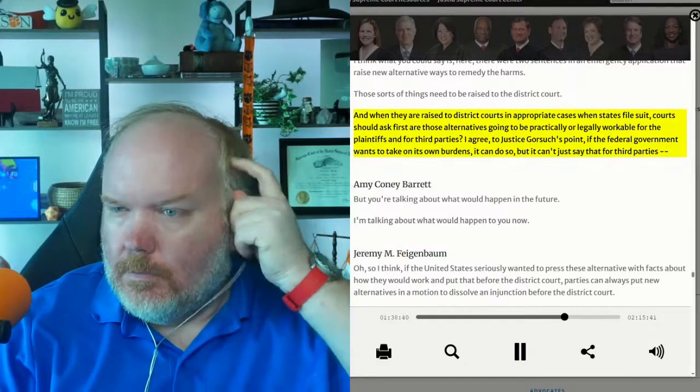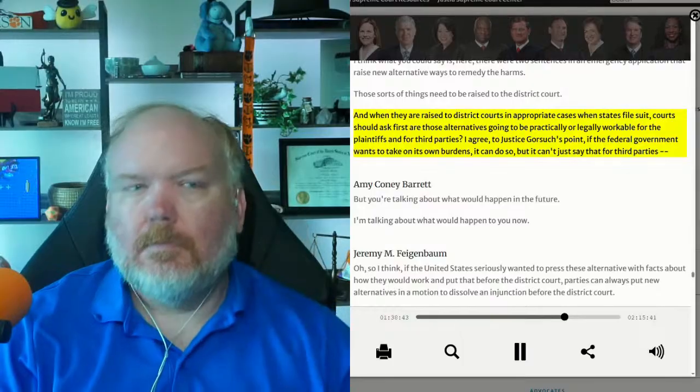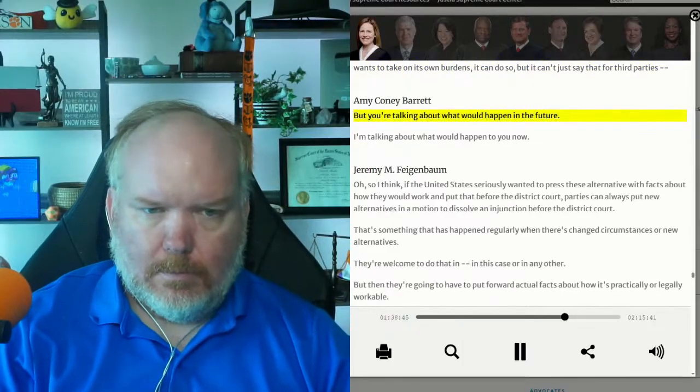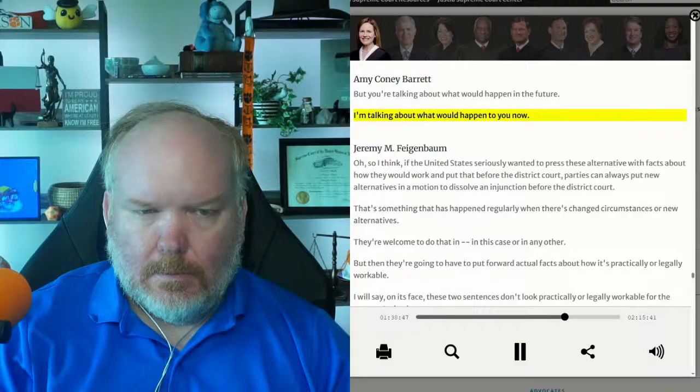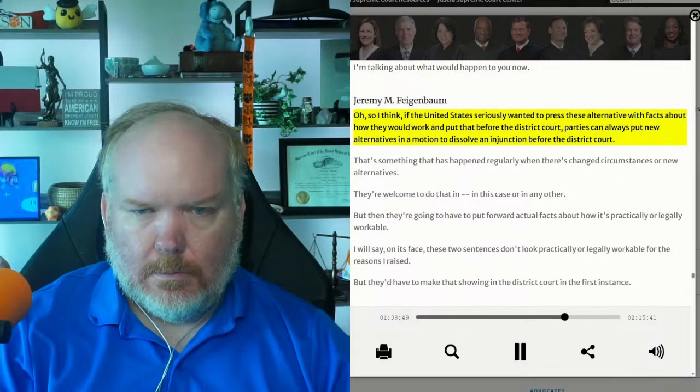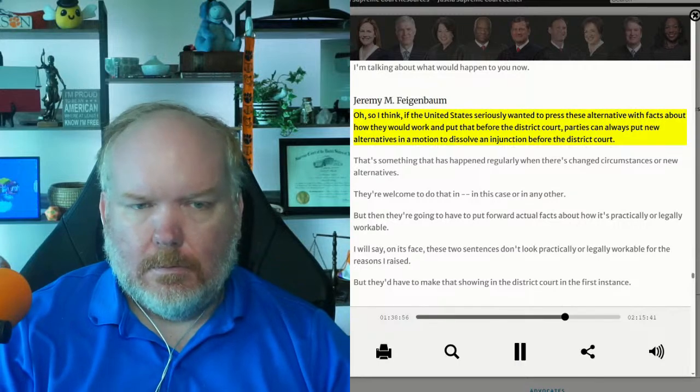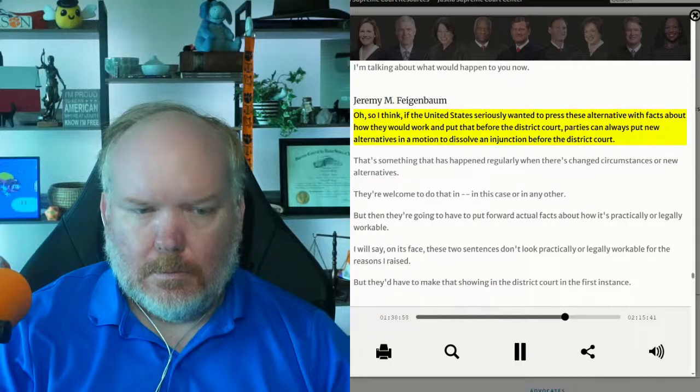If the federal government wants to take on its own burdens, it can do so, but it can't just say that for third parties. But you're talking about what would happen in the future. I'm talking about what would happen to you now. Oh, so I think if the United States seriously wanted to press these alternatives with facts about how they would work and put that before the district court, parties can always put new alternatives in a motion to dissolve an injunction before the district court.